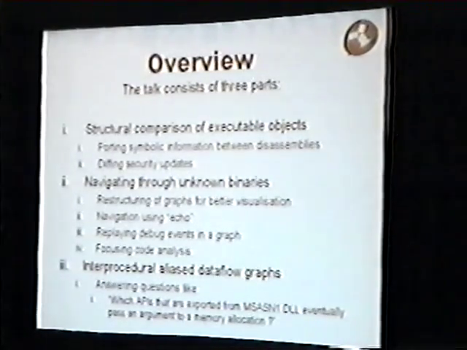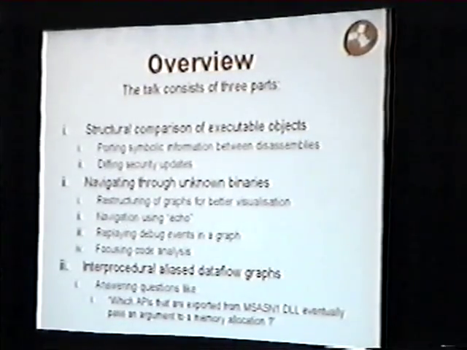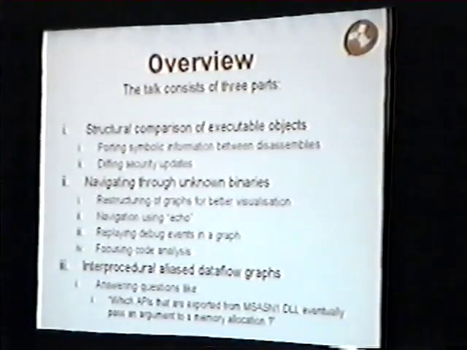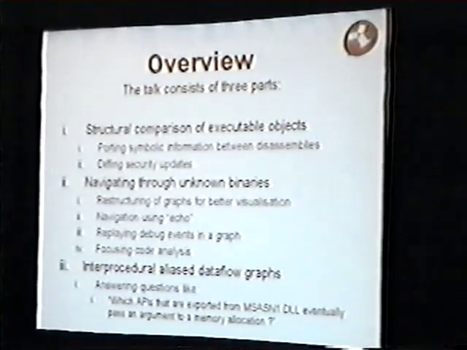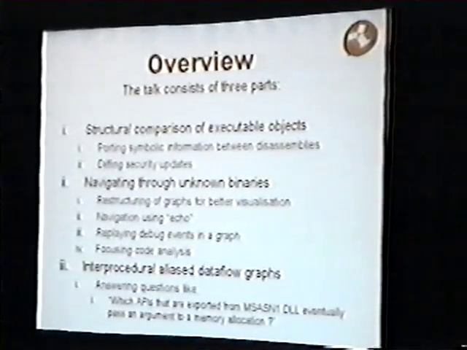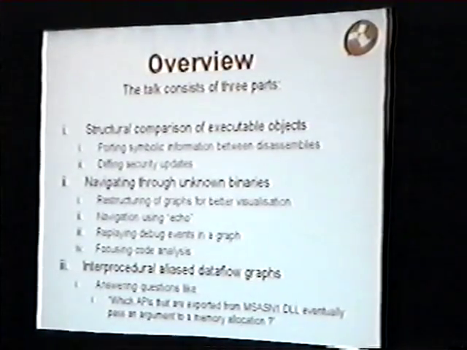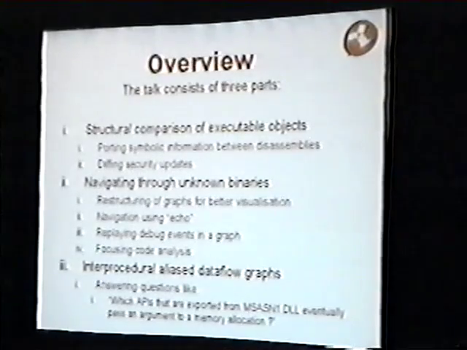The second part will be about navigating through unknown binaries. Binaries are not exactly the nicest place to be in terms of you don't have any names, you don't really know where you are, where you're going. And I'll speak a little about restructuring the flow graphs of a binary in order to actually understand what's going on. I'll speak a little bit about hooking the graphs into a debugger and painting colors into the graph to visualize things better. And then I'll speak a little bit about what properties in the graph you might use for focusing what code you should be auditing first when you're looking for bugs.